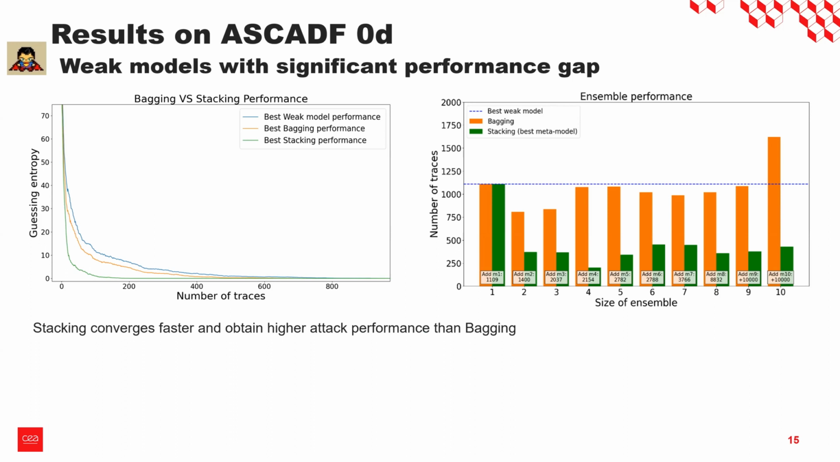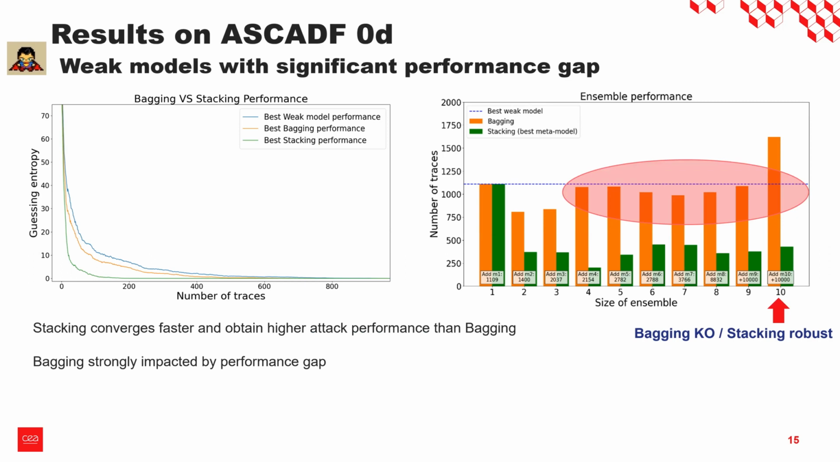But the most interesting comparison is the comparison between bagging and stacking ensembles across all ensemble sizes, which is depicted on the bar plot on the right, where the blue dotted line represents the best single weak model baseline in terms of attack performance, and the orange and green bars represent the bagging attack performance and the best stacking attack performance for each ensemble size.